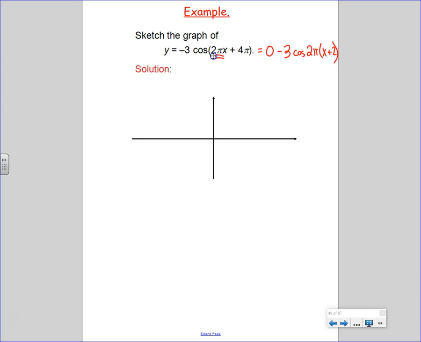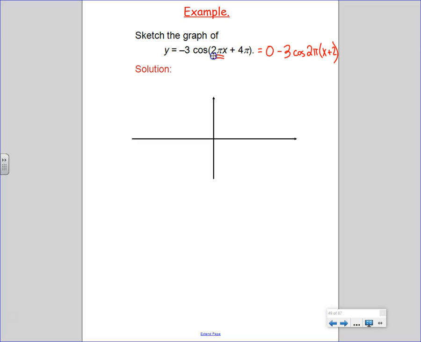So if there's nothing being added or subtracted outside the cosine, the negative 3 is being multiplied, but if there's nothing else, then the d must be 0. AKA there's no vertical shift at all. So my d is 0. My minus 3 must have something to do with amplitude.